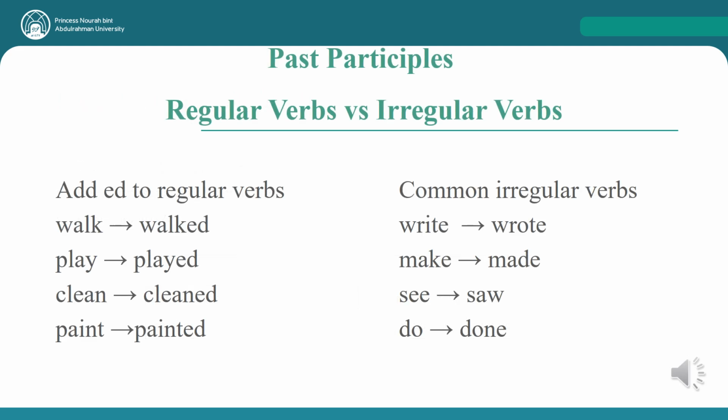Here are some more examples of regular verbs. So we would add -ed when making it to present perfect form. So walk would be walked, play would be played. And here are some more examples of irregular verbs that don't follow this rule. For example, write would be wrote, make would be made.